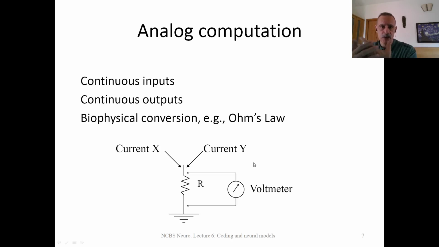Okay, just to remind you, analog computation takes continuous inputs, it gives continuous outputs, and some biophysical principle such as Ohm's law can carry out analog computation. Here's an example. The resistor is carrying on the analog computation of converting the sum of two currents times the resistance into a voltage, and so it's doing both a summation operation and a multiplication operation.